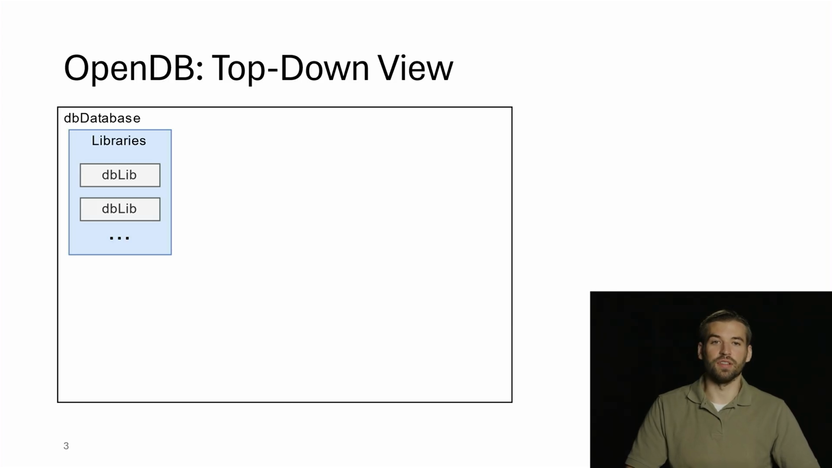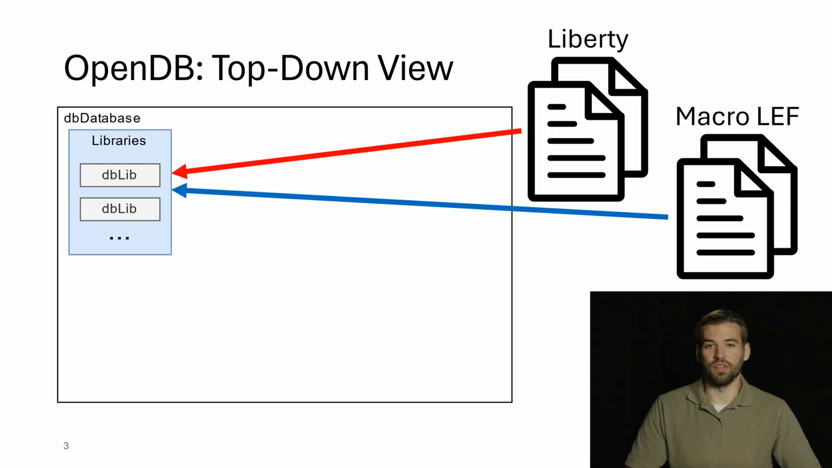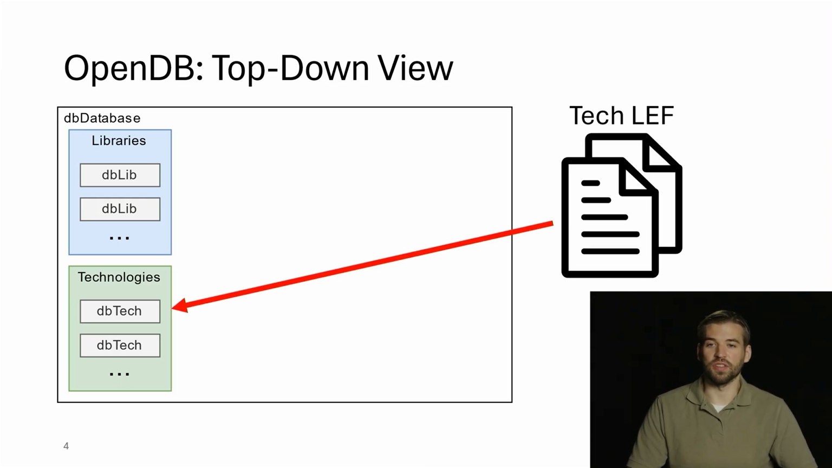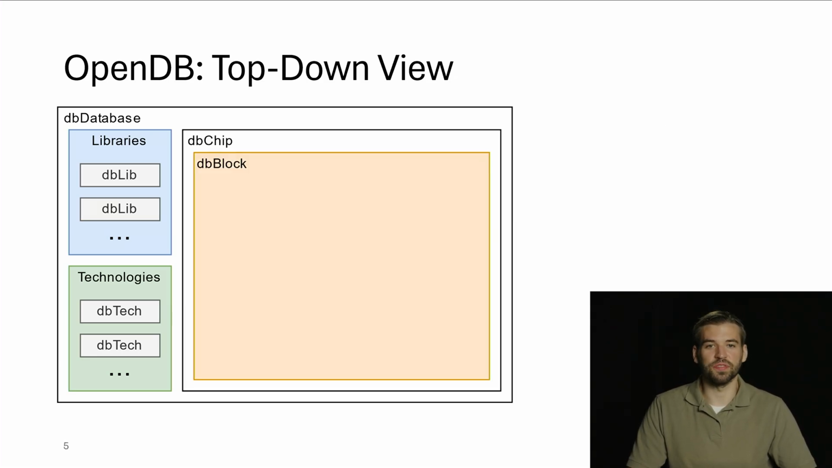First is the set of libraries loaded. When you load a Liberty file, this is where all of that logical information for the masters goes. This is also where the physical information for the masters goes if you read in the macro LEF file. Second is the set of technologies loaded. This is where the information from the technology LEF file gets stored when it's loaded into OpenDB. Remember that the tech LEF stores the technology rules for the process, like how wide can a wire be, or what is the minimum space between 2 wires.